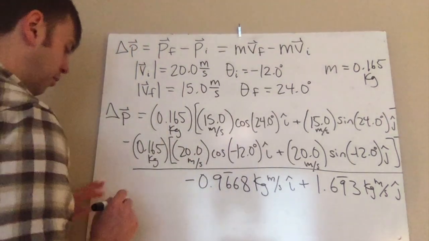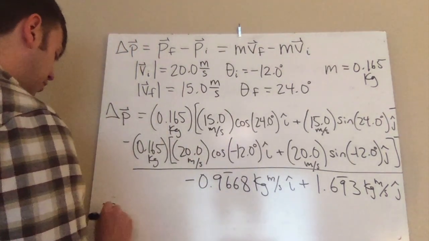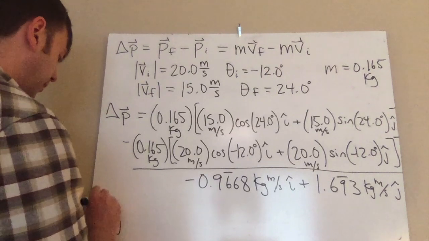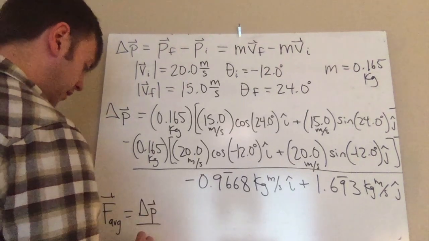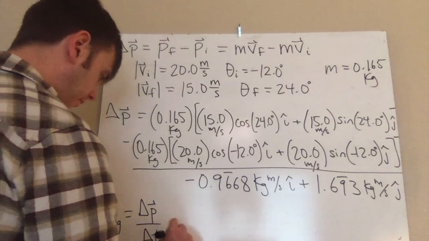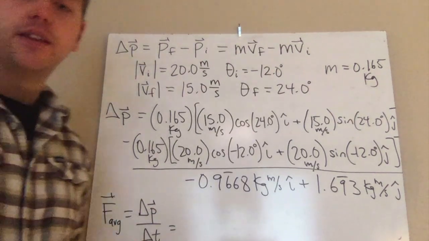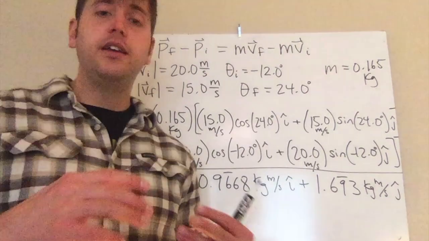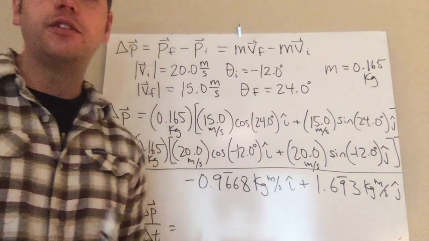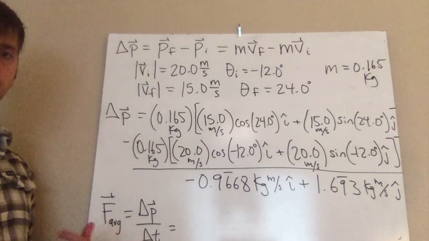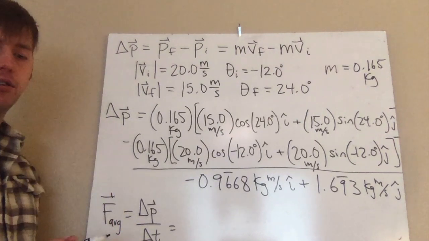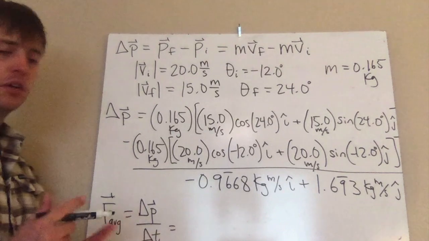The next step is to remember that the average force is just given by delta P divided by delta T. So change in momentum divided by the time it takes to undergo that change in momentum. So actually, the time is given. Delta P is already here on the board, so this is another kind of plug and chug thing.